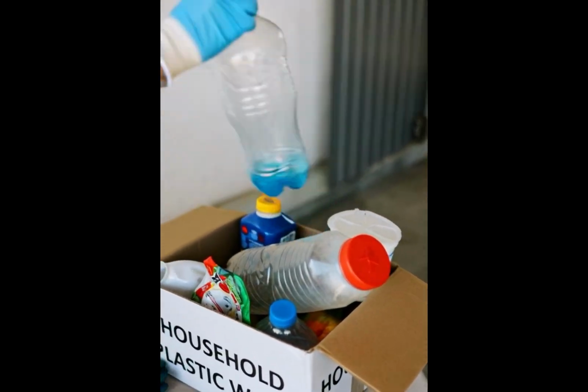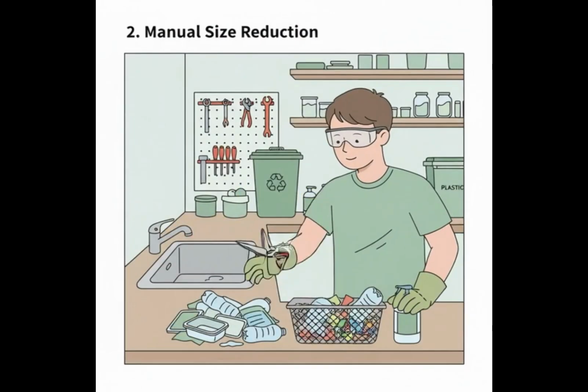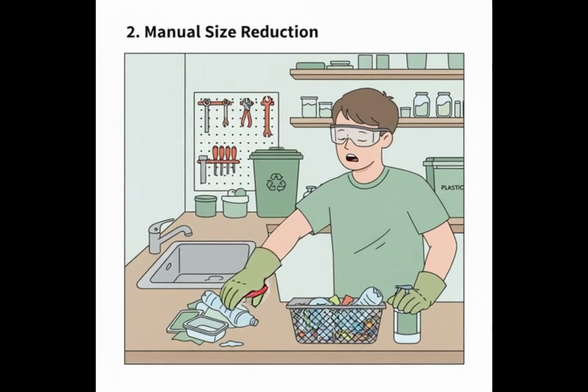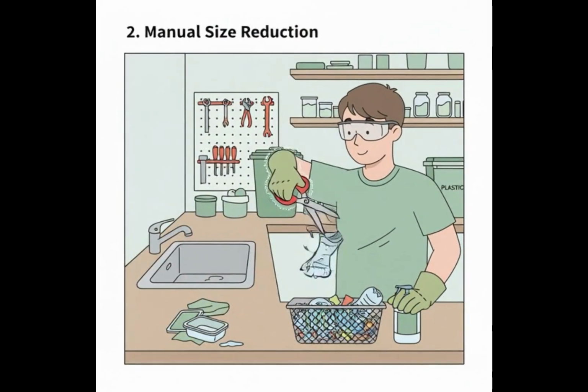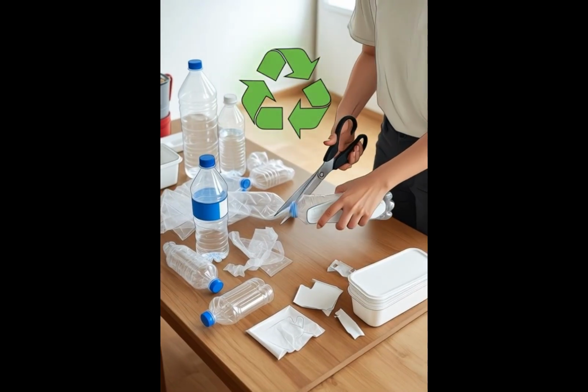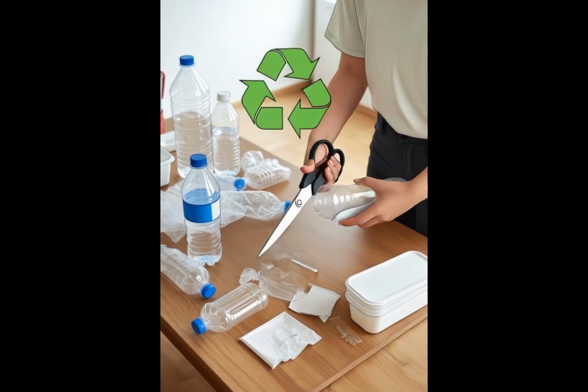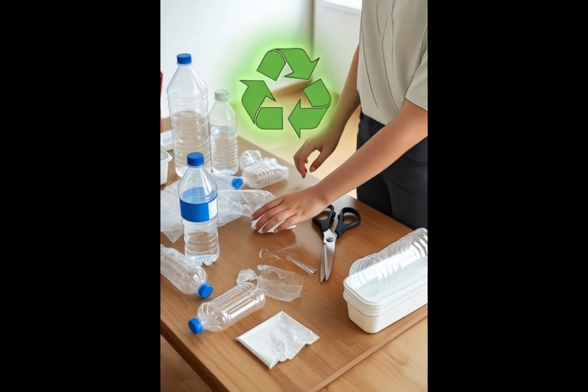2. Cutting waste into smaller pieces. Next, the plastic waste is reduced into smaller pieces. This step represents basic preparation and helps explain that materials are easier to process when they are smaller.